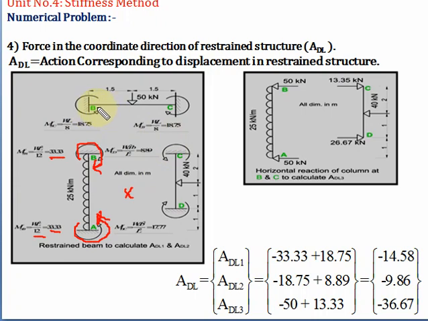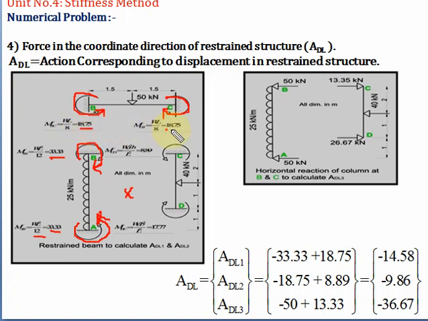Now member BC is loaded with a point load of 50 kilonewton, which is acting at the center. This load is acting downward. So here there will be a fixed moment in member BC acting in anti-clockwise direction, and a fixed moment in member CB acting in clockwise direction. Now the load is given at the center, so what is the formula to find the fixed moment? The formula is WL upon 8. The value of W is 50, the length is 3, divided by 8. So we are getting the value 18.75.